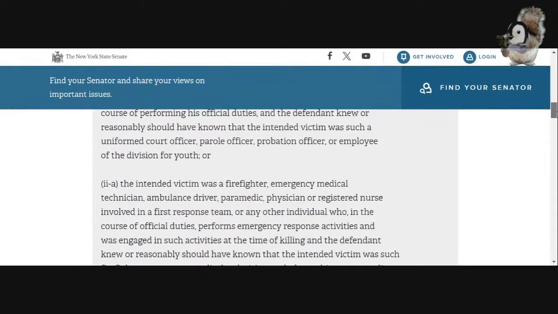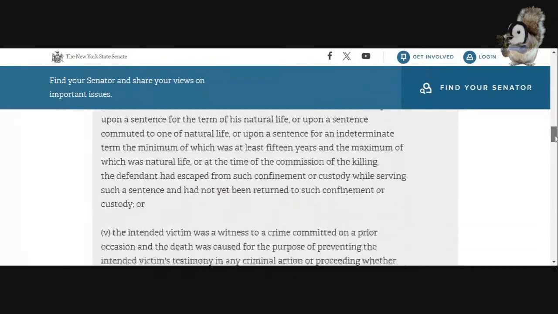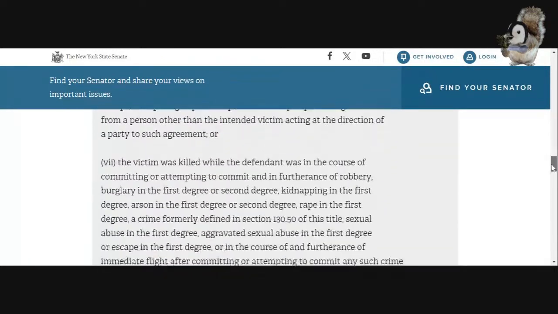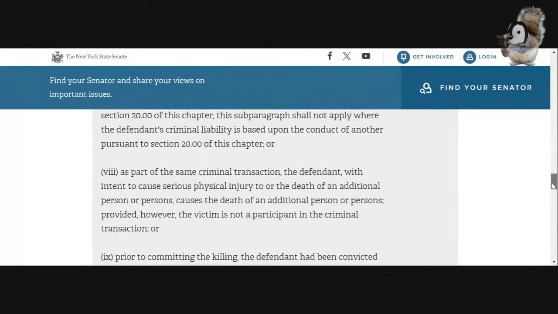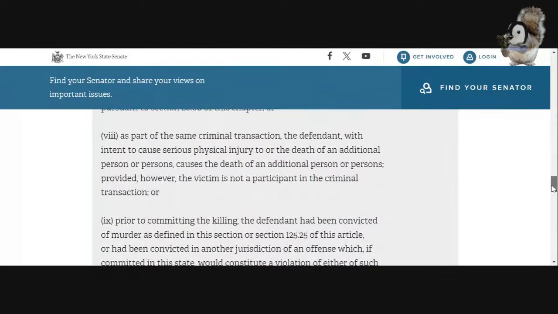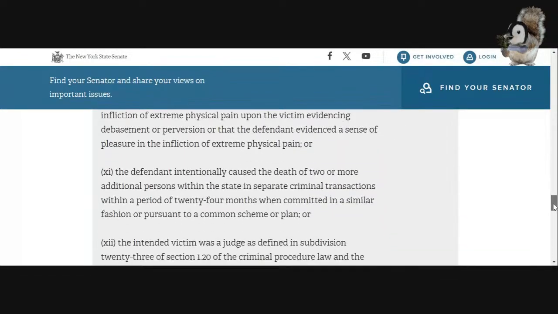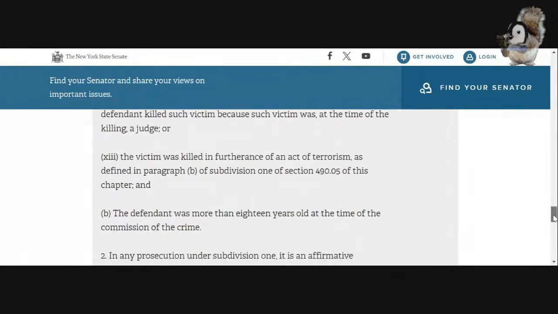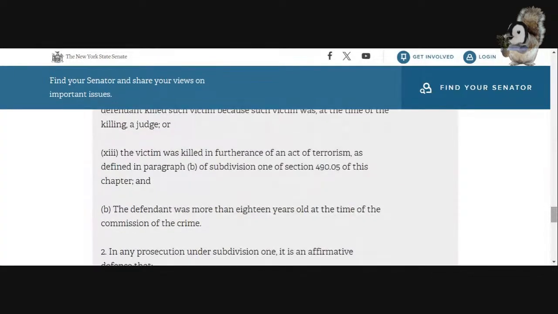And one of all of these extenuating circumstances, right? Law enforcement, correctional facility, torture, or serial killer activity, right? Basically, or a judge, right? And they were more than 18 years old. So when you look at all of those, you can see why. So it doesn't really look like Luigi will fit the criteria for first-degree murder.